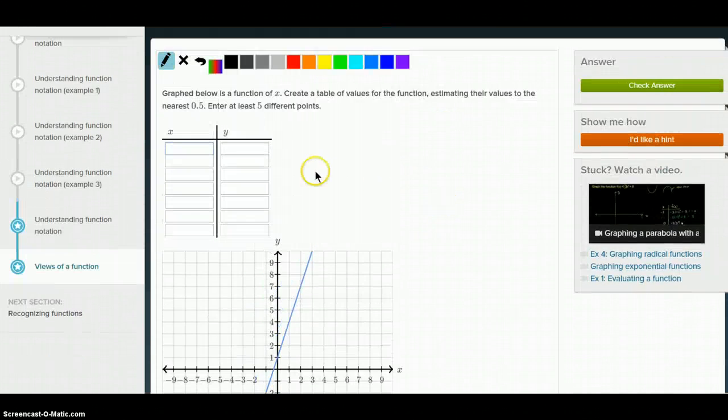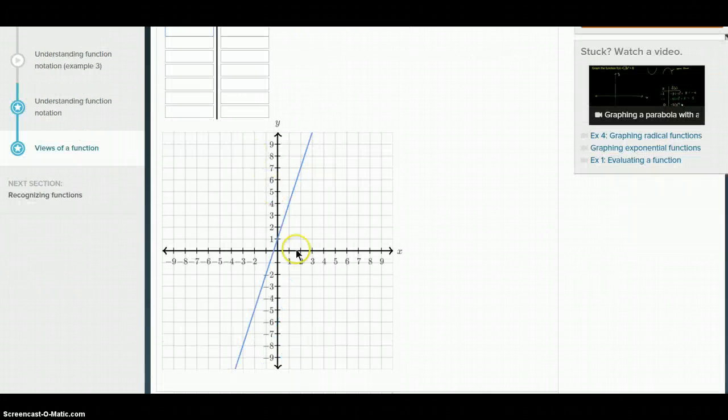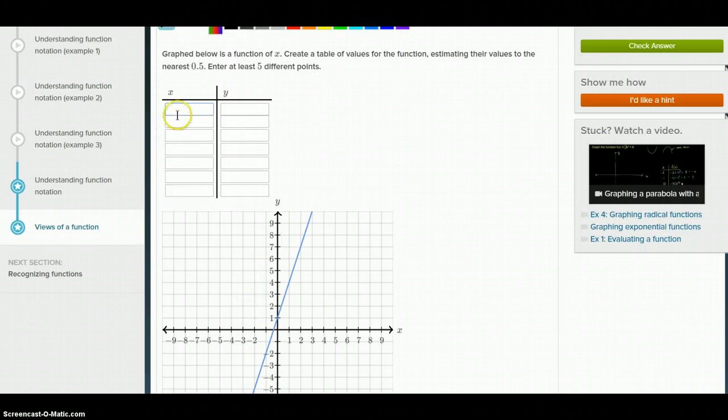Alright, so last one here. We have a graph of a function of x. Create a table of values for the function, estimating the values to the nearest 0.5 for at least 5 different points. So we just need to list a few points on here and that's it. Let's start with this point here, negative 2. At x equals negative 2, we go down here and y equals negative 5. So we'll do negative 2 and negative 5.